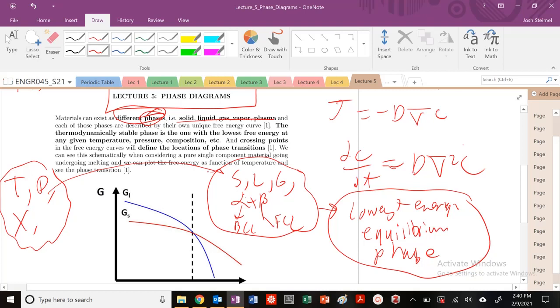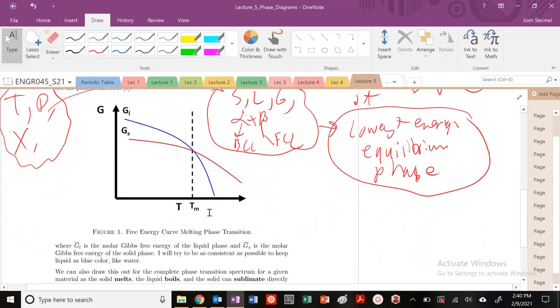And basically, it all boils down to this. The thermodynamically stable phase is going to be the one with the lowest free energy at any given temperature, pressure, composition, etc. And the crossing points, where we transition from one phase to another, are going to determine our phase transitions. So let's look at a hopefully straightforward transition, a melting transition. At high temperatures, I'm going to be liquid. At low temperatures, I'm going to be solid.